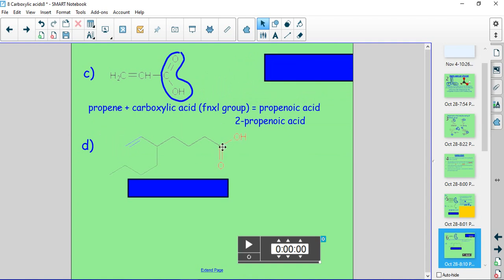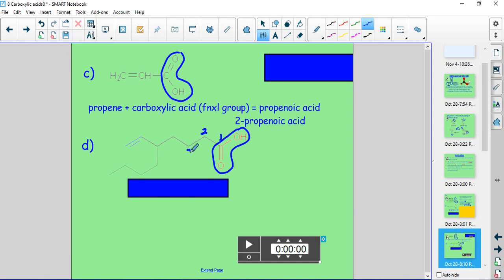Okay, next. Here, your numbering system has to begin on the highest priority group, which in this case, of course, is the carboxylic acid present here in red. So we start numbering 1, 2, 3, 4, 5. Now we have to make a decision. We've reached a fork in the road. We should go 6 up there or 6 at the bottom.